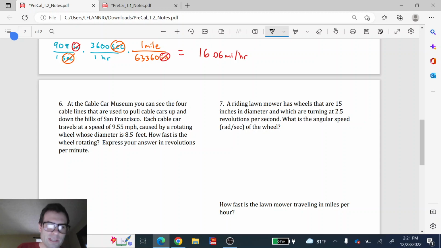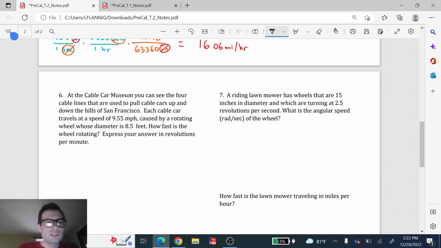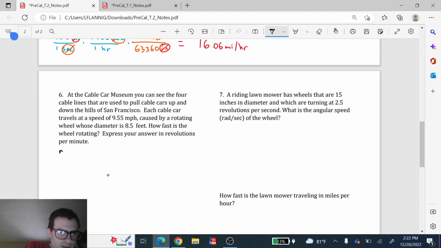How fast is the rotating wheel? And express your answer in revolutions per minute. So again, we want to start with our miles per hour, and then we want to convert that into revolutions per minute. So we start with 9.55 miles per hour, over 1 hour.